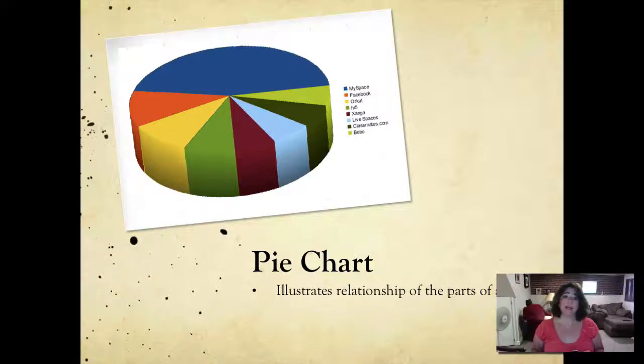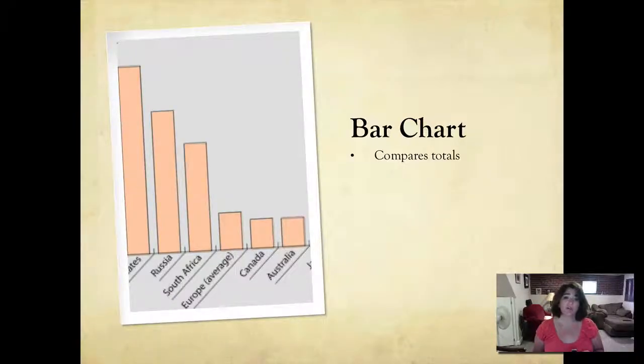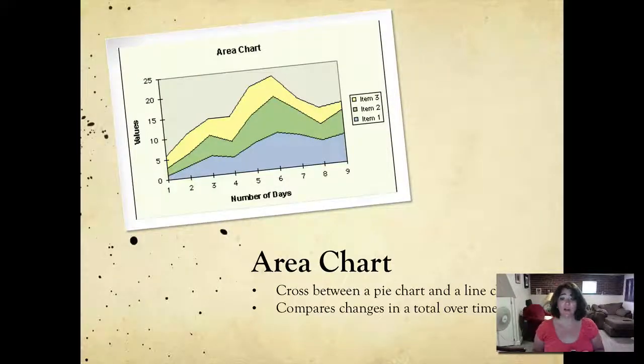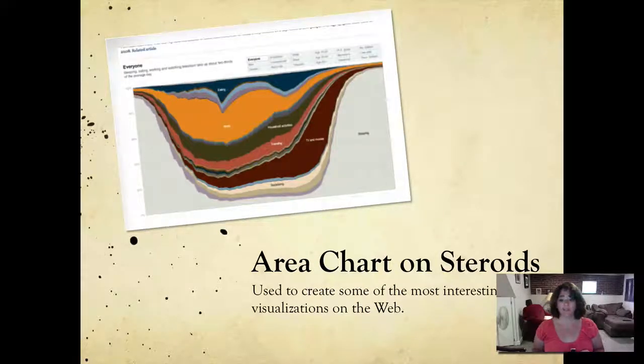Now, data can come in the simplest form, and these are things that I'm sure you've seen since you've been in elementary school, making pie charts and bar charts, looking at a line chart, which is comparing a single value, and an area chart, which is kind of a cross between a pie chart and a line chart. This is an area chart on steroids that we see with the New York Times graphics.